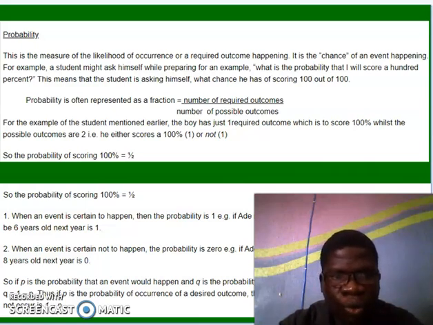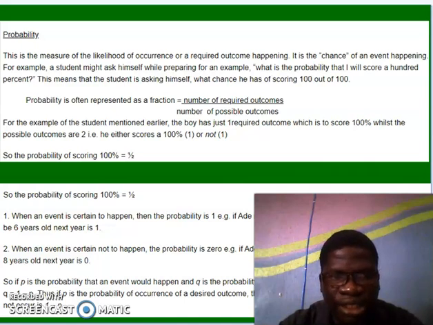2. When an event is certain not to happen, the probability is 0. E.g., if Ade is 5 years old now, the probability that he would be 8 years old next year is 0, because by next year, he will only add 1 year to his age.